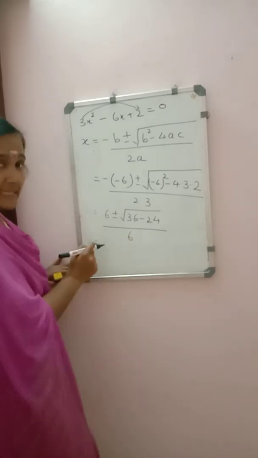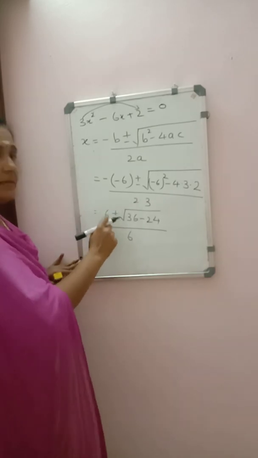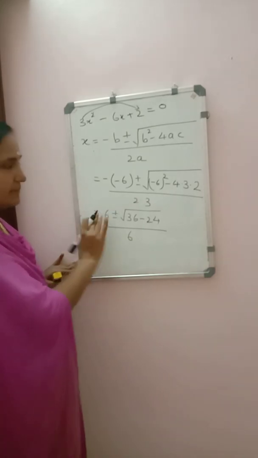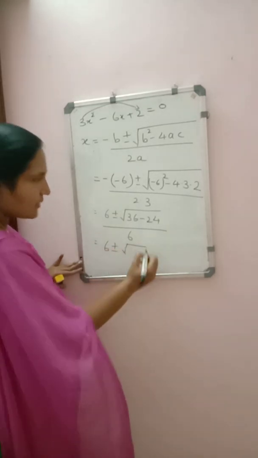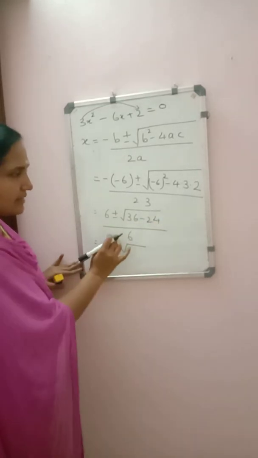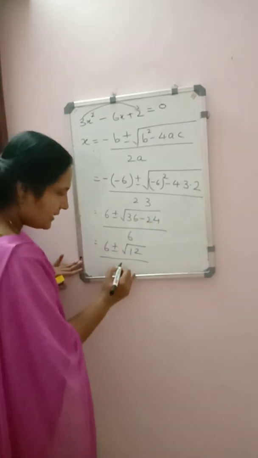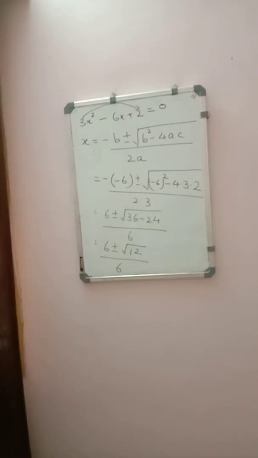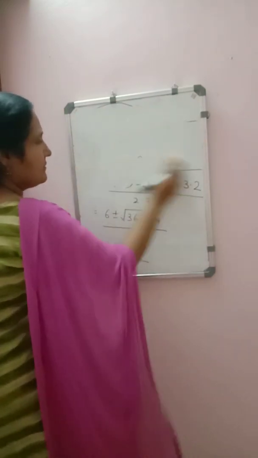Don't cancel this 6 and 6. Here 6 is added, not multiplied. If it is in multiplication, then we can cancel. At present, don't cancel it. 6 plus or minus square root of 36 minus 24. So it will be equal to 12 by 6. Now if simplification is possible, we can simplify the irrational number.